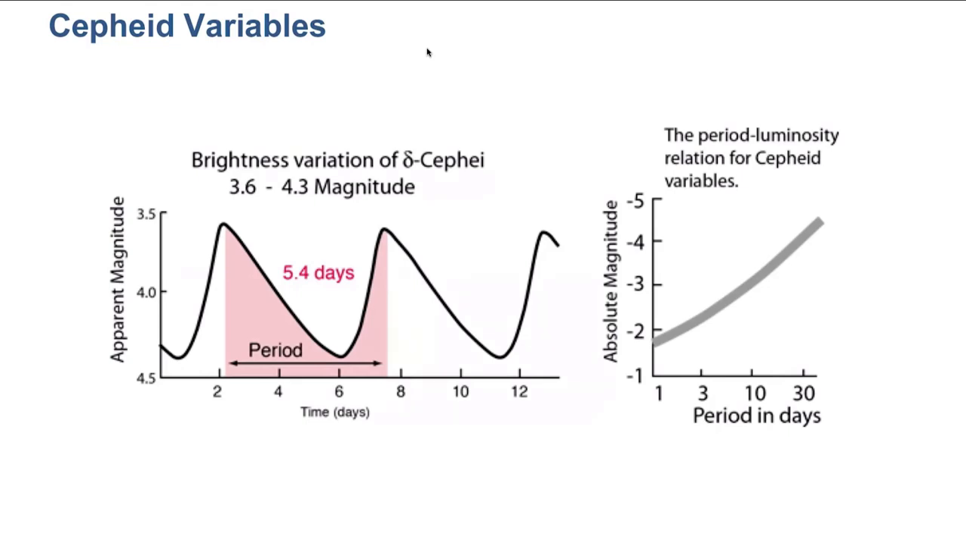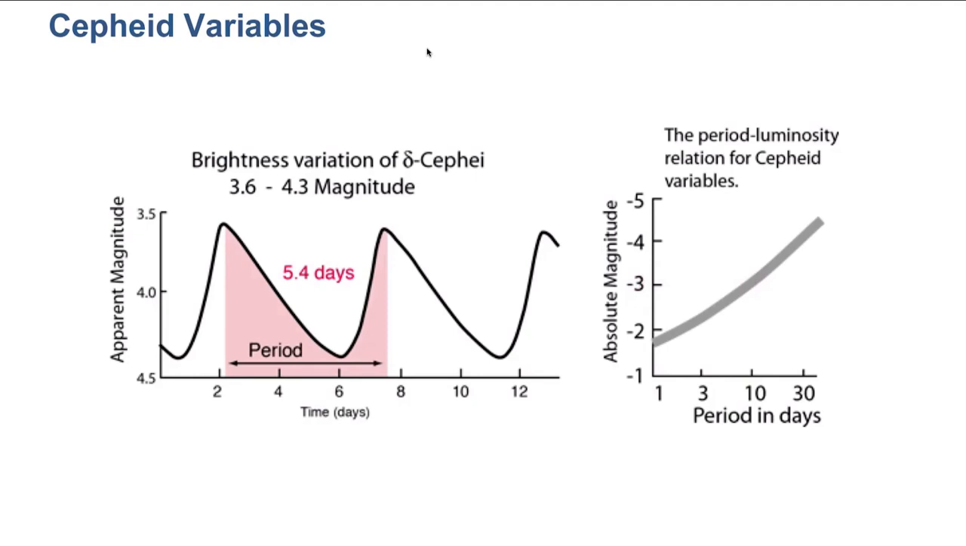And that provides an incredibly important result. If you can find one of these objects and measure how long it takes to go through one of these cycles, which is really easy, all you have to do is watch it and measure its brightness over several days and see how long it takes to go through one of these cycles. Once you do that, you can use the relationship and figure out what the true luminosity of that object is. And then it becomes a standard candle.